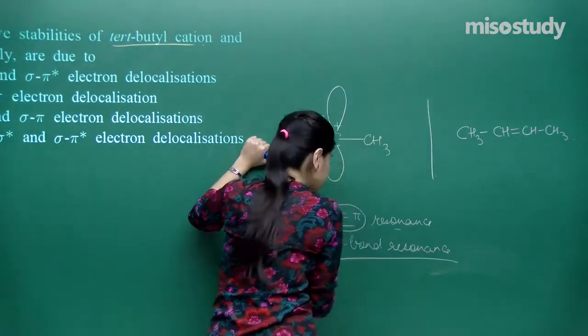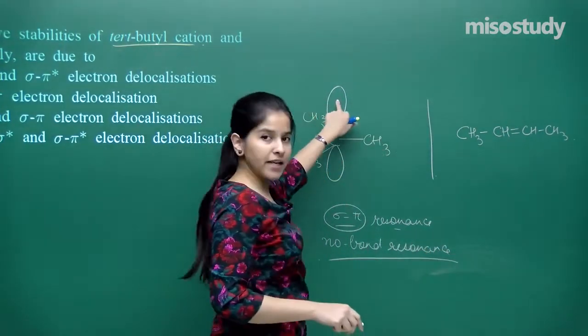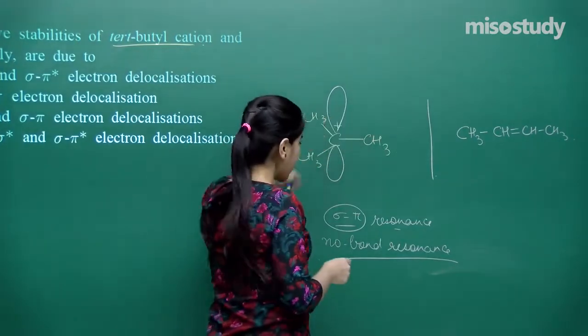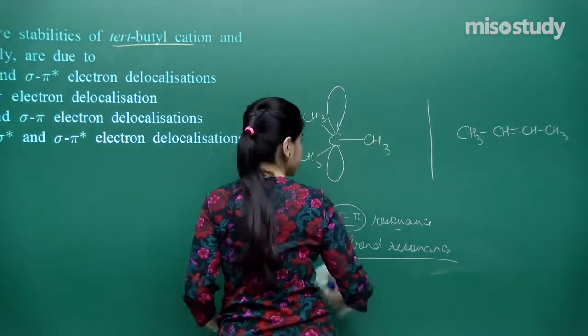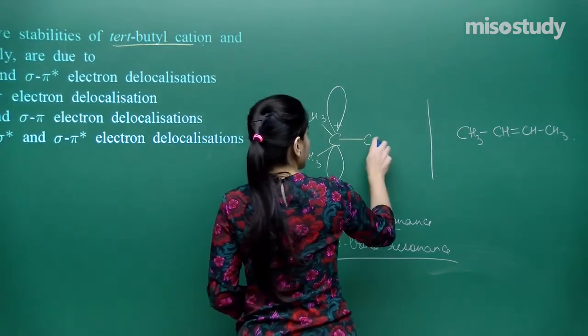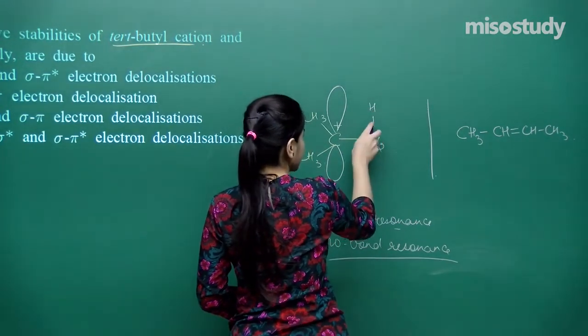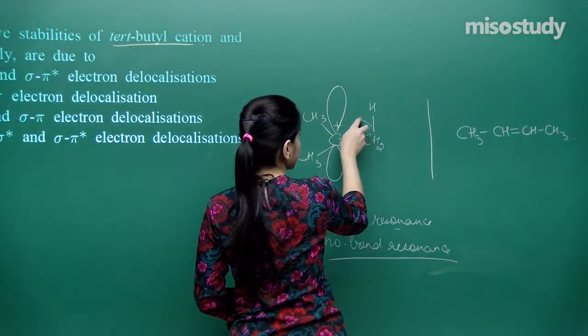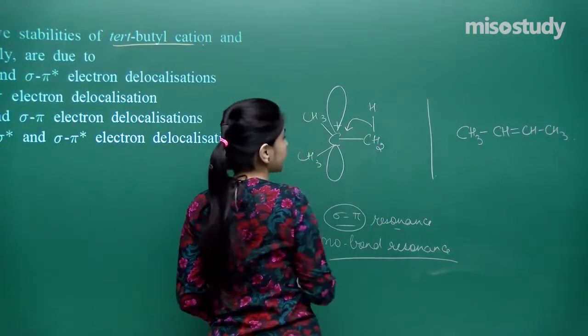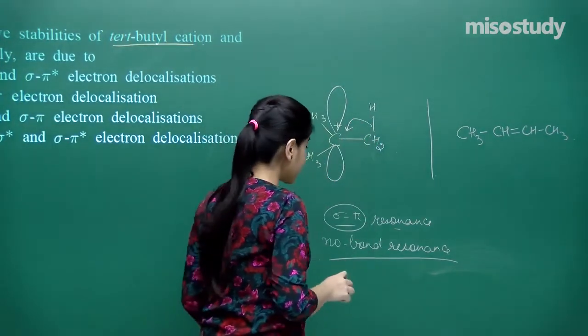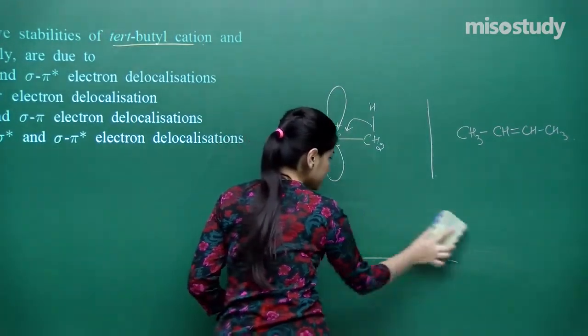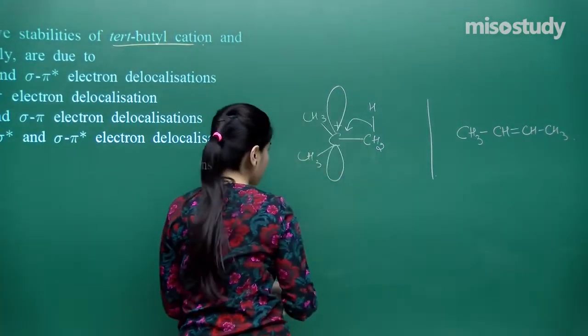That means here I have got an empty p orbital and the hydrogens over here. One of the sigma bonds of the hydrogens will break and the electrons will move on to this empty p orbital, and that is how the resonating structure will be. Let me just draw it. So it would be somewhat like this.